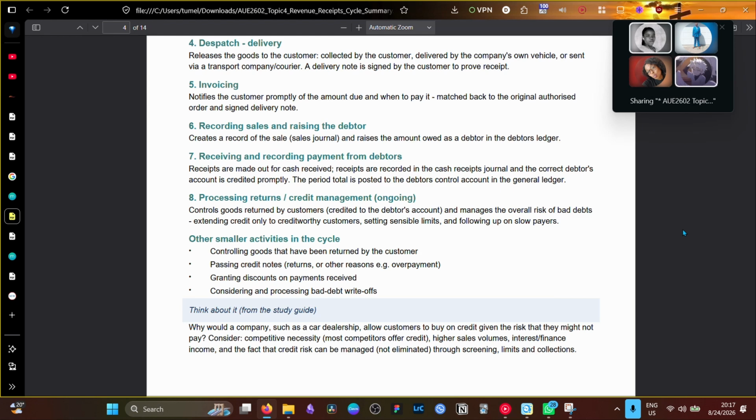I don't know if that makes sense. But we also record if a debtor paid. We also record in the debtor's control account. And even if a debtor did not pay, what we're gonna do, we're gonna credit that 5,000 rand a debtor owed us to reduce that account.